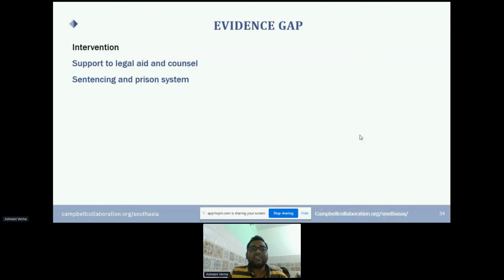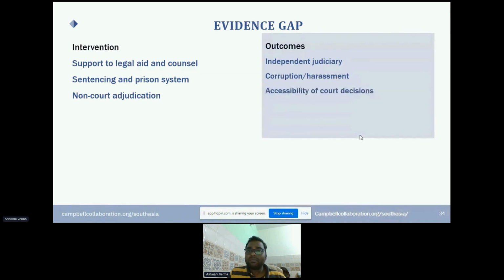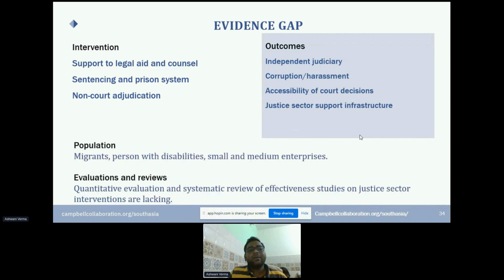So where are the evidence gaps? The gaps in interventions are support to legal aid, the sentencing and prison system, and non-court education. The gap is also very visible in outcomes such as infrastructure-related outcomes, accessibility of court decisions, corruption, and independent judiciary. Migrants, people with disabilities, and MSMEs are not described in the population groups, and we lacked studies with quantitative evaluation and systematic reviews.